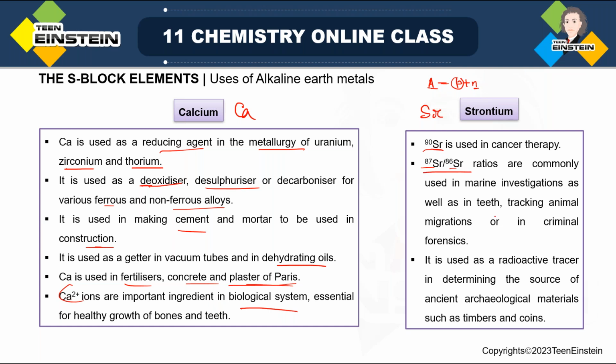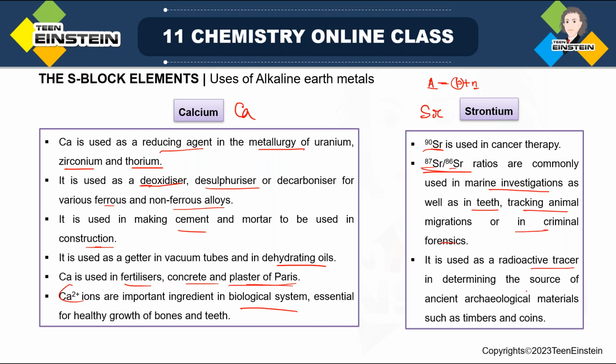Then this ratio of 87 Sr and 86 Sr, that is two different isotopes of strontium, this ratio is commonly used in marine investigation as well as in teeth, tracking animal migration, or in criminal forensic. So this ratio is important.